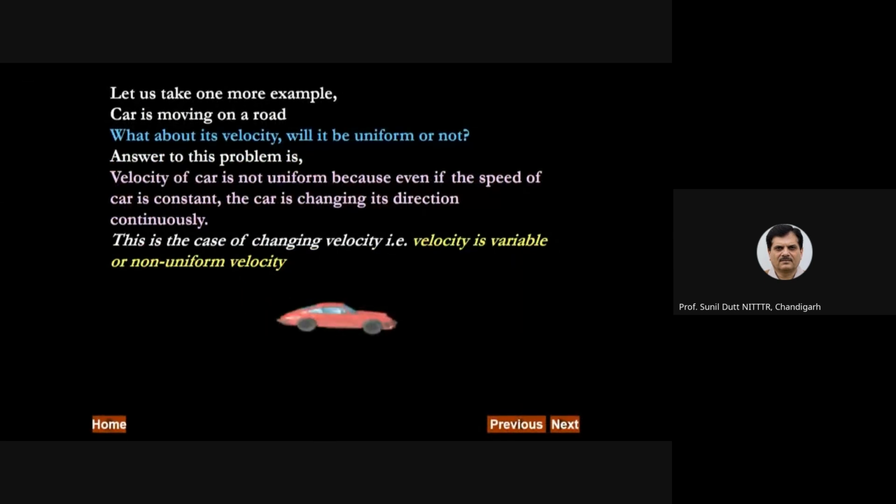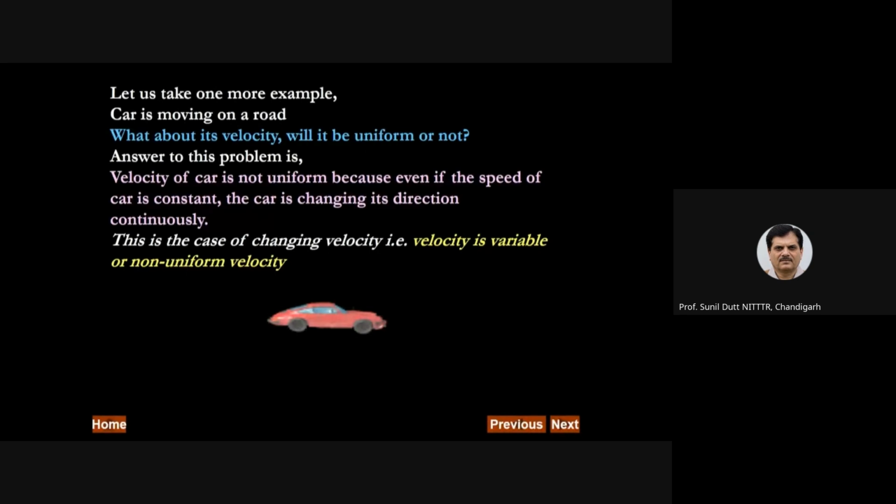A car is moving on a road. What about its velocity? Will it be uniform or not? The answer to this problem is that the velocity of the car is not uniform, because even if the speed of the car is constant, the car is changing its direction continually.